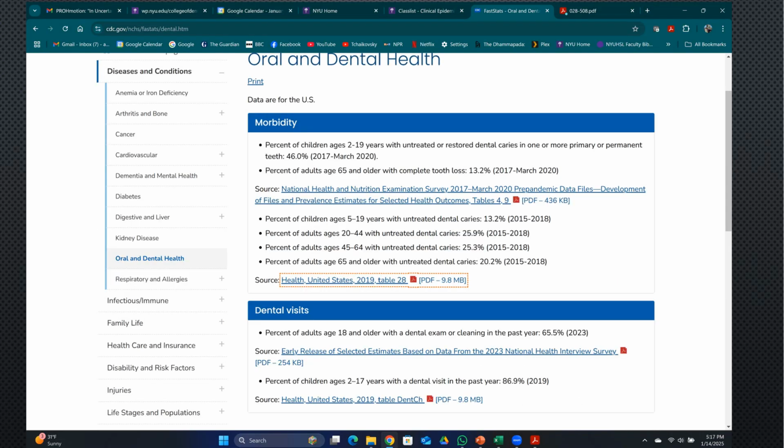Untreated dental disease is common. Before the pandemic, about 46% of children ages 2 to 19 had untreated or restored cavities, and 13% of adults 65 and older had complete tooth loss. Around 1/4 of adults had untreated cavities. About 66% of adults had a dental cleaning in the past year, and nearly 87% of children had a dental visit.